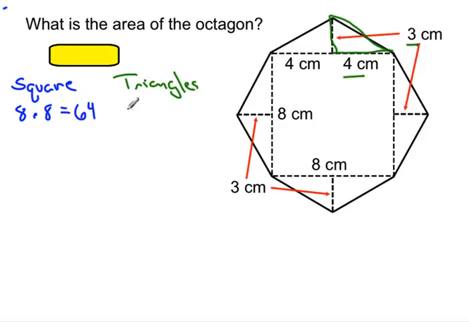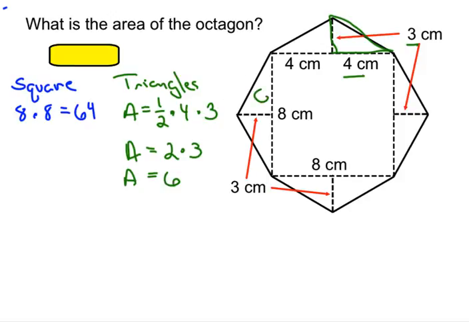my triangles I will set up to find the area, and I have to do 1/2 of the base 4 times the height 3. All right, so the 1/2 of 4, or half times 4, will give you 2 times 3, and then of course 2 times 3 is 6. So each one of these triangles represents 6 square centimeters.